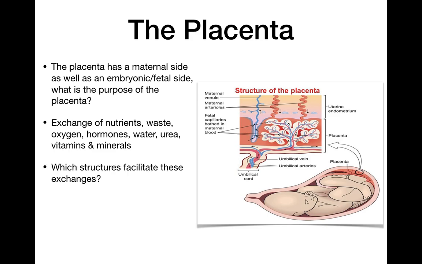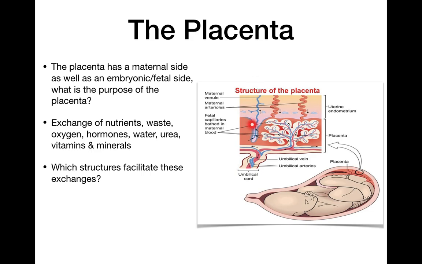What happens here is we have different structures that help this happen. So take a look at this. What do you see in here? Think about topic 6 and the circulatory system. Well, here we have these capillaries. These are fetal capillaries coming off the umbilical vein and arteries, and they are going to be maximized for absorption and exchange of things like gases and nutrients and waste, and they're bathed in the mother's maternal blood.